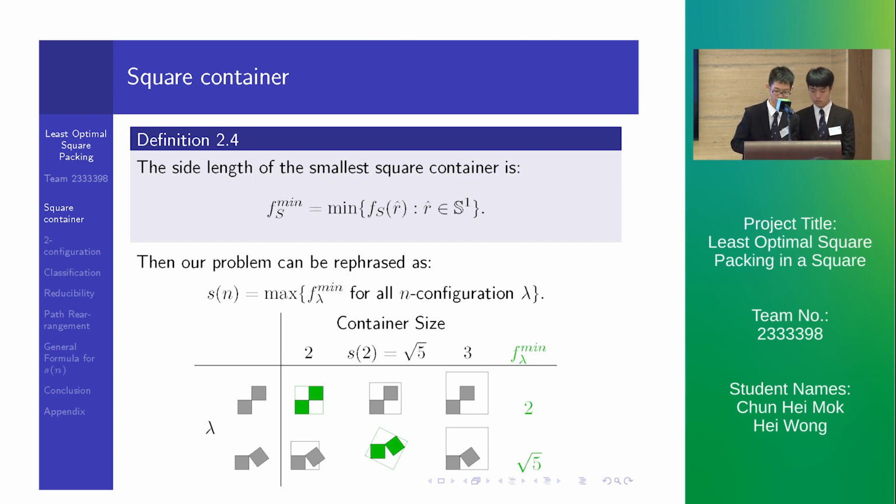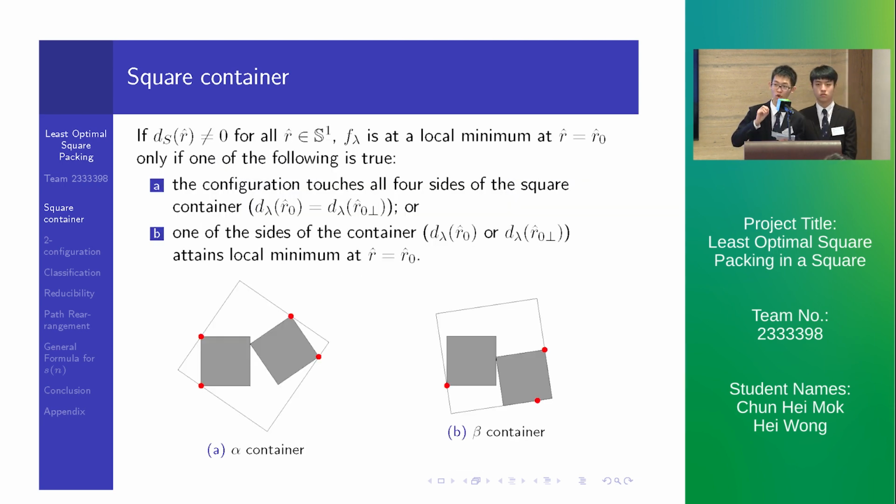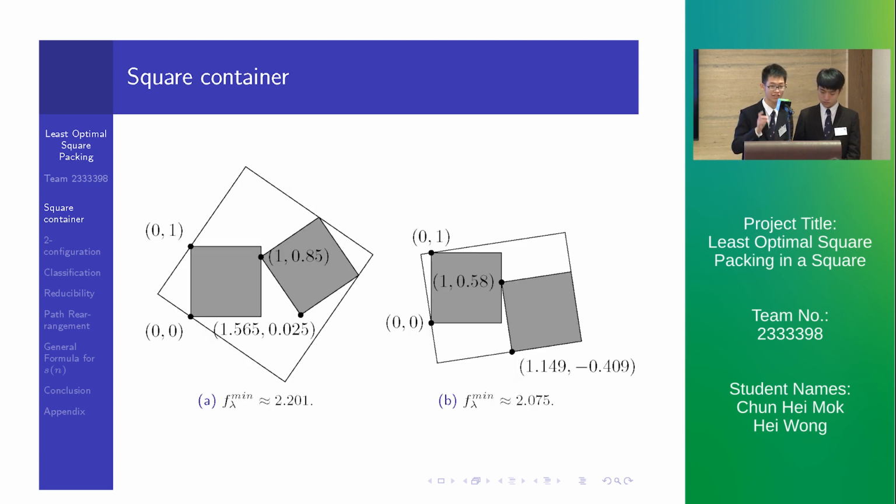A crucial observation regarding the smallest square container is that either the configuration touches all four sides of the container, which we call case alpha, or one of the sides of the container attains a local minimum, which we call case beta. We realized from numerical simulations that the alpha case usually results in F(lambda)_min closer to S2 than the beta case. It turns out that it's helpful to choose an orientation that makes an alpha container, a tight square container.